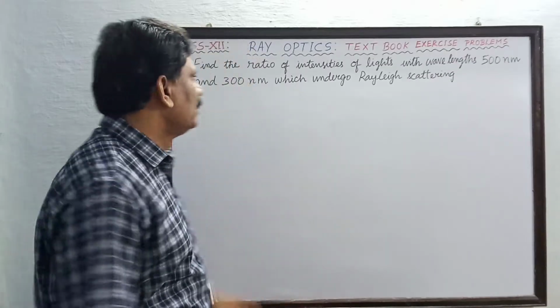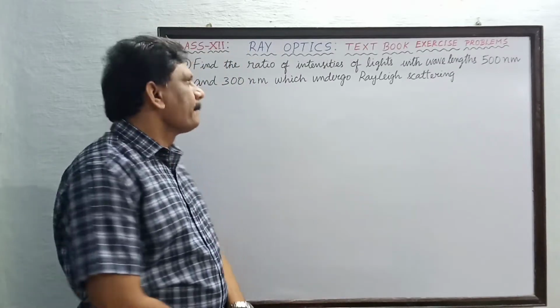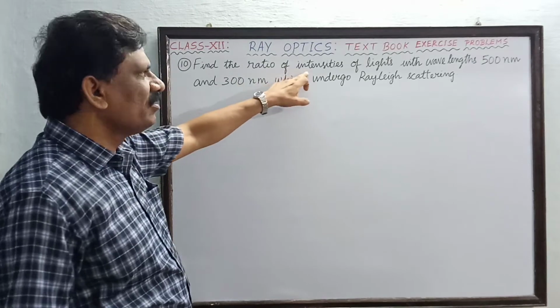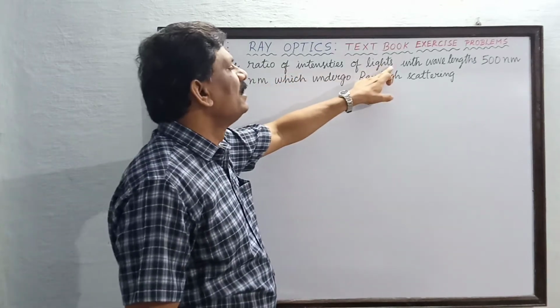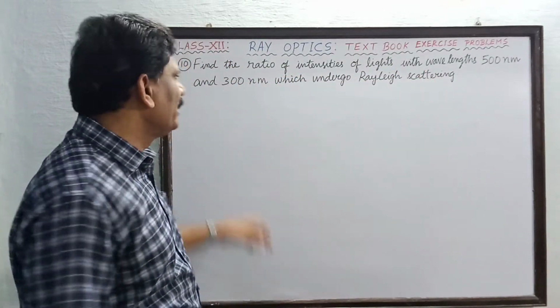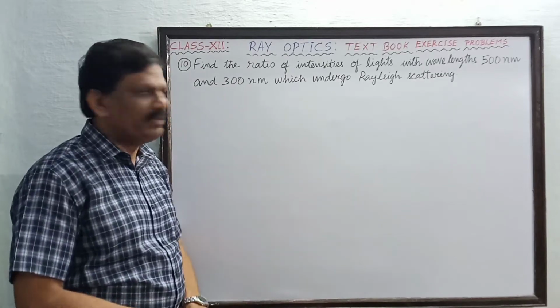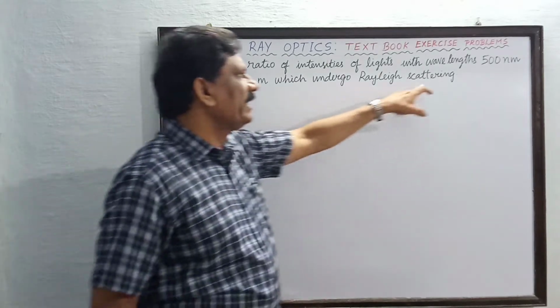Hi students, problem number 10. Find the ratio of intensities of lights with wavelengths 500 nanometer and 300 nanometer which undergo Rayleigh scattering.